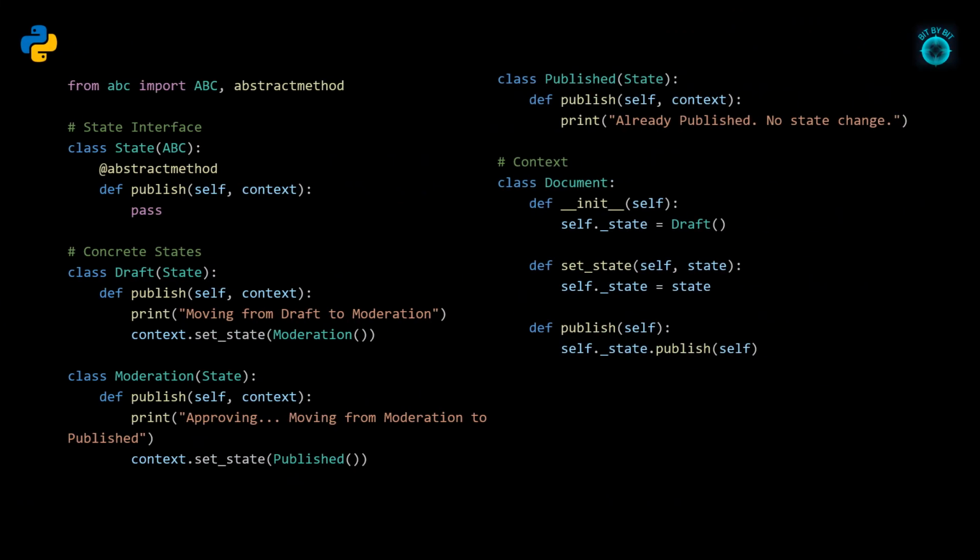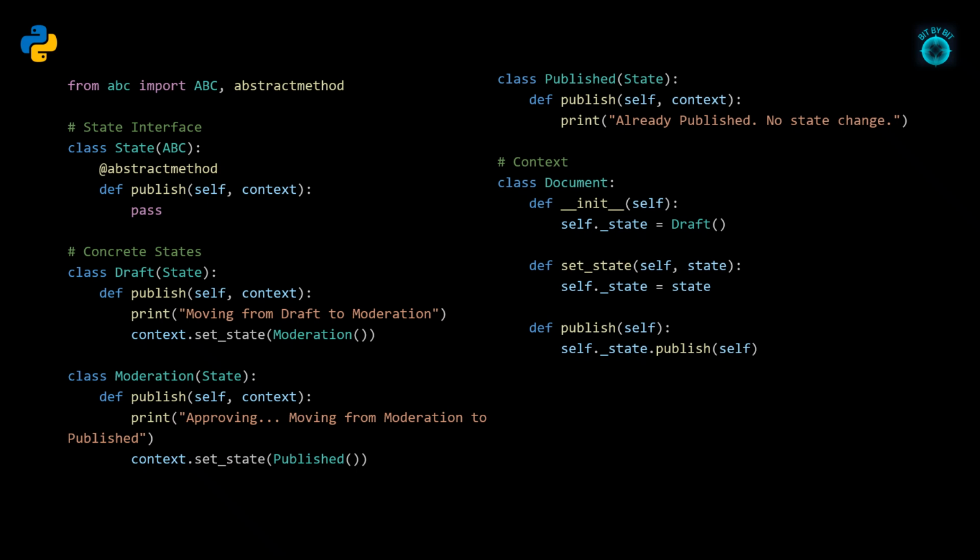This example demonstrates the state pattern through a simple document publishing workflow. We start by defining a base abstract class named State. It has an abstract method, publish, which each concrete state must implement. Next, we create 3 concrete states: Draft, Moderation, and Published. Each class defines its own publish method.